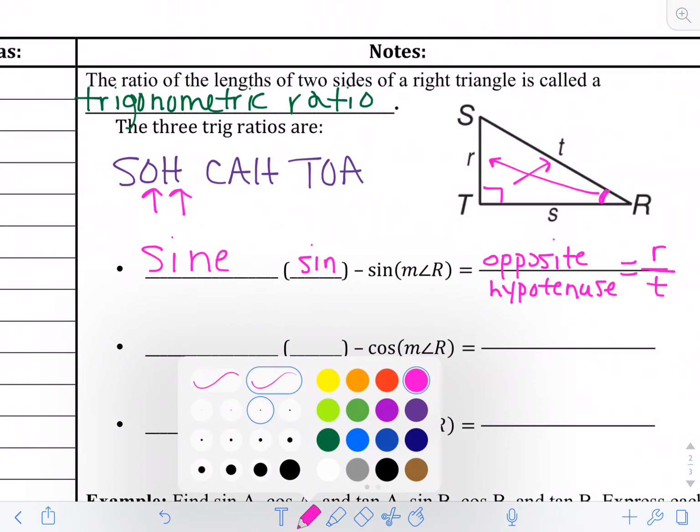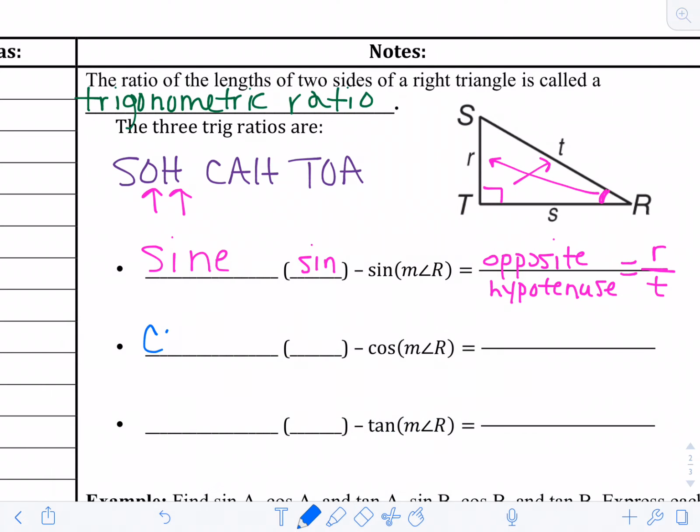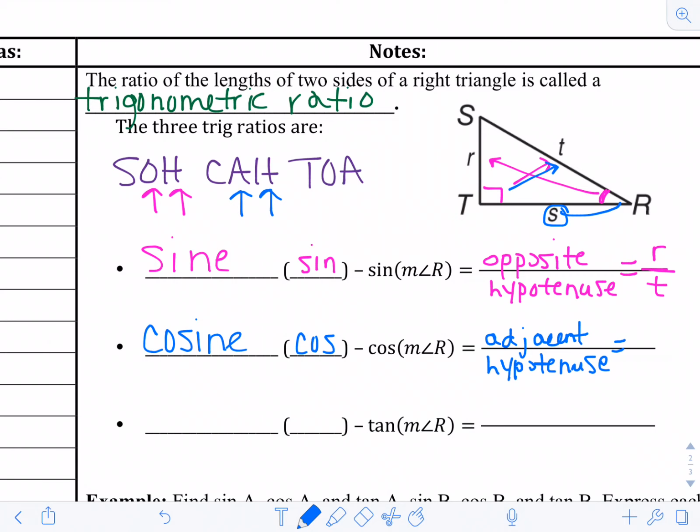The next one is cosine that we're going to look at. So I'm going to write out cosine, and then we're going to abbreviate. Okay, so if you look at cosine, that's the CA part. That means adjacent over hypotenuse. And if you look at your picture, if we're looking at R, adjacent to R, right here is S, and your hypotenuse is still T. So this will be S over T.